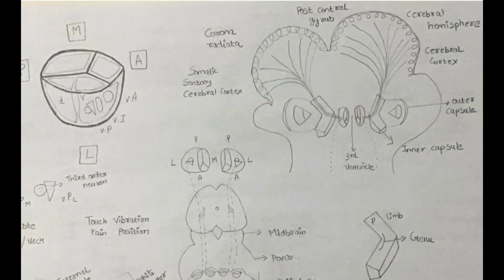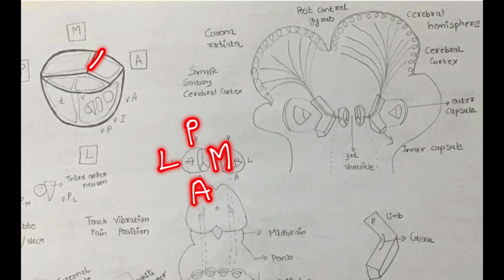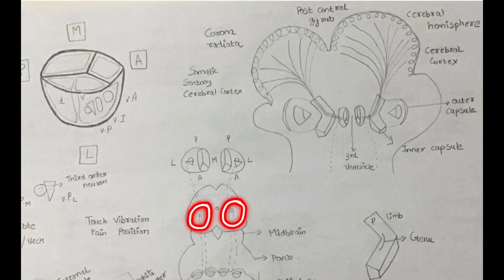Now you know the location of the thalamus. This is the anterior side, posterior side, lateral side and medial side. Always know that the open mouth is the anterior side. So now the medial lemniscus, the sensory nerve fibers in the medial lemniscus, go to the third order neuron located in the nucleus of the thalamus.